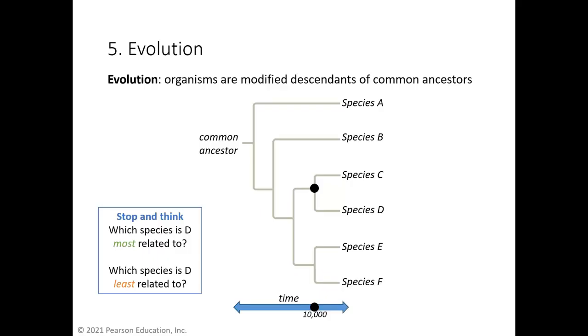Let's imagine this ancestor lived 10,000 years ago. That means species D diverged from species C 10,000 years ago. Now let's see the most distant common ancestor. Let's imagine this one lived 100,000 years ago. That means species A and species D diverged 100,000 years ago, way before all the other species. So species A is the one that's least related to species D.